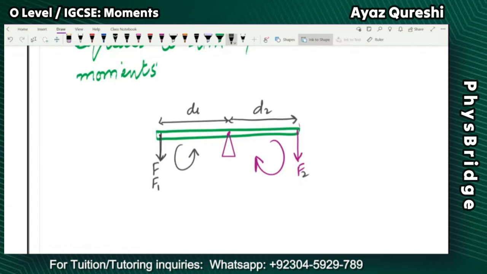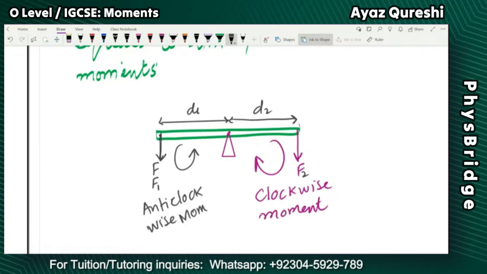Which one is the clockwise moment? This F1 is your clockwise moment. Why? Because the body is rotated clockwise. So clockwise and anti-clockwise moments are basically the moments that will be balanced. Do you say that this body will rotate now? No, never.